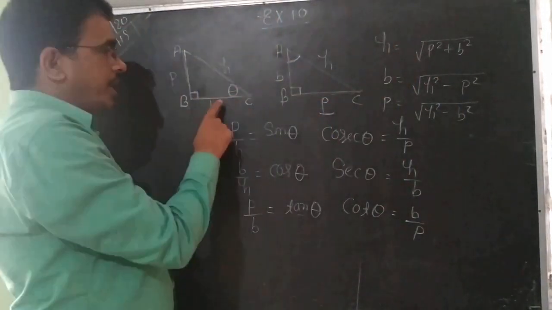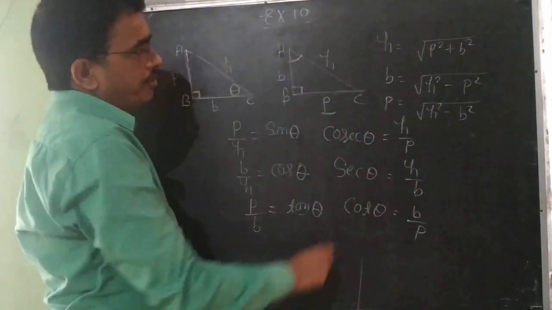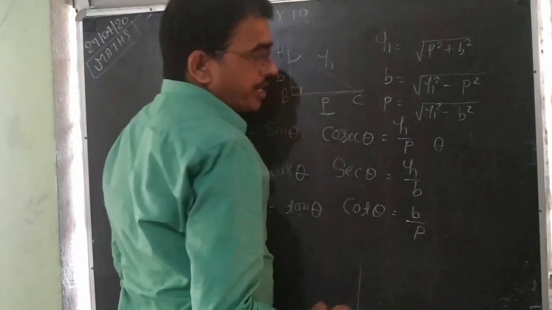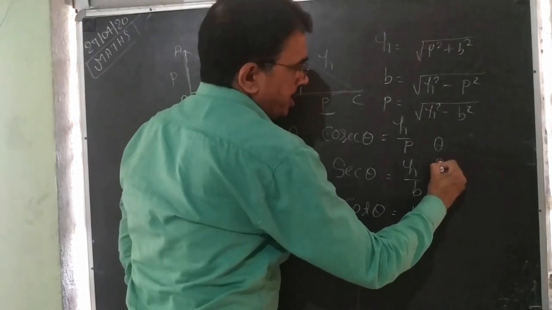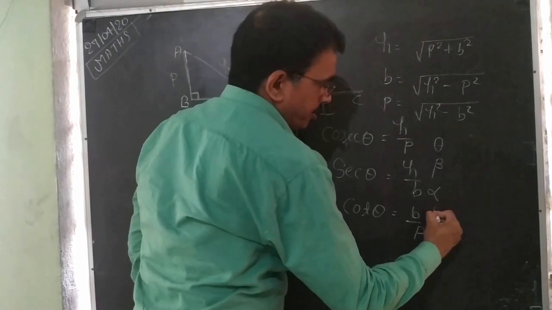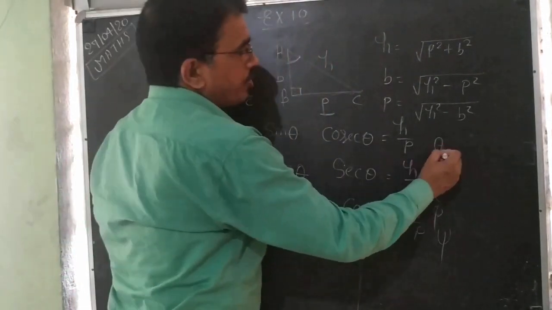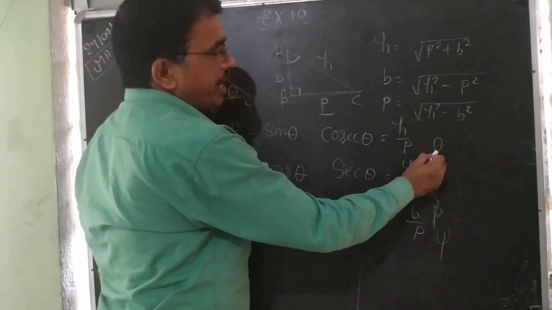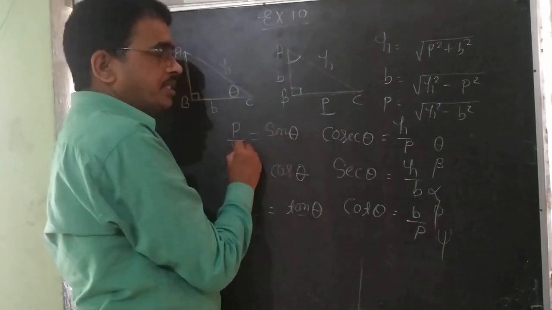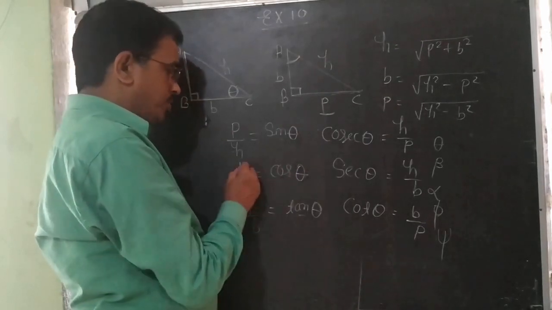So in this figure there are three sides. If two are given, then you can find the third with the help of this Pythagoras formula. Some angles are written as theta, beta, alpha, phi and psi. These angles have no personal value. It is only the naming of the angle. So if the angle is theta, then it is sin theta. If it is beta, then it is sin beta. No change. Sin beta is also P by H. Cos beta is also B by H.